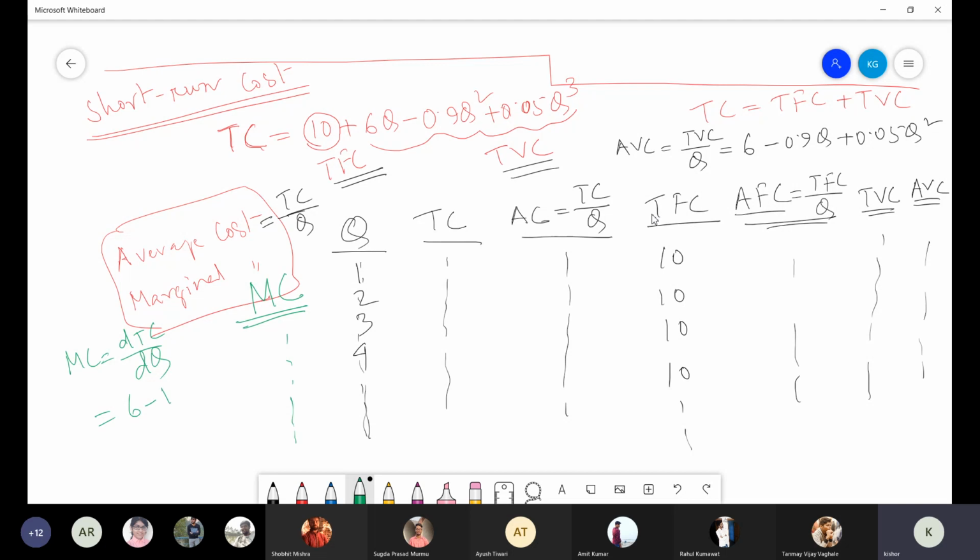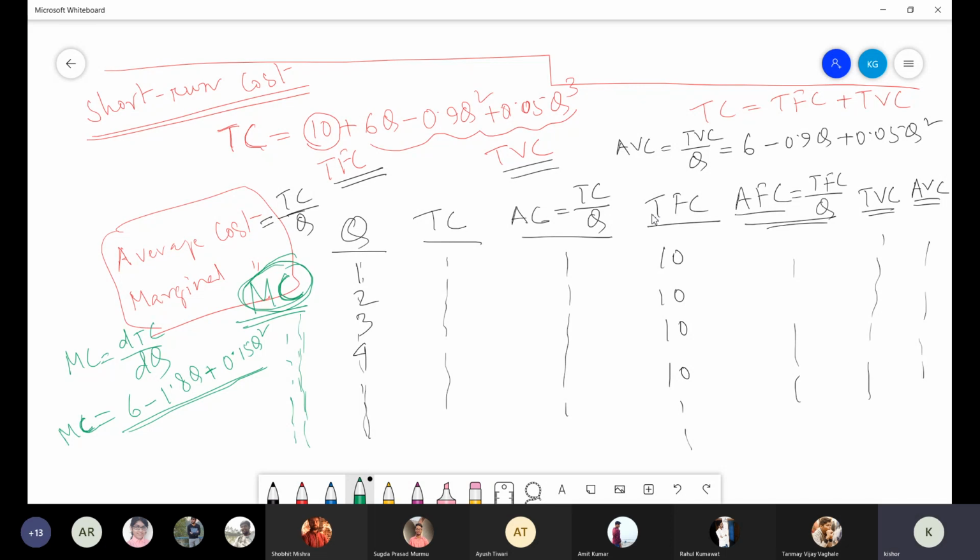6 minus 1.8 Q plus 0.15 Q square. This will be the equation for MC, the equation for your marginal cost here. Okay, this will be the equation. So for marginal cost also you will get these values. Against different values of Q, you will get this marginal cost value. You will get it here.